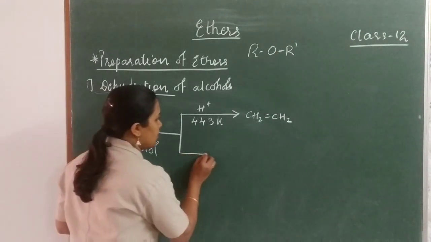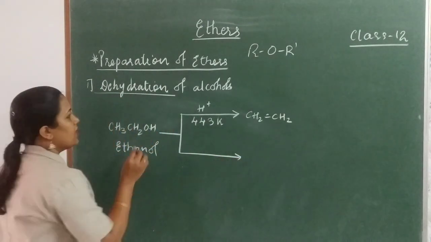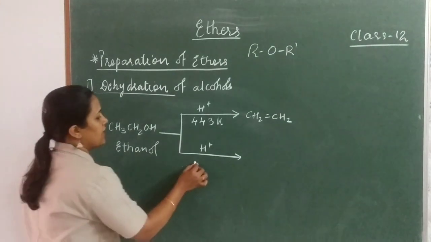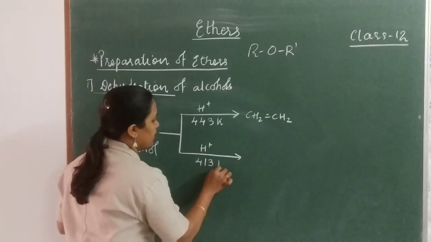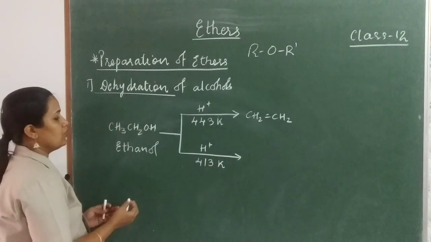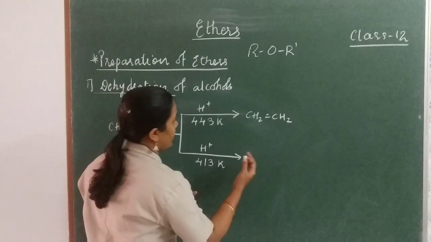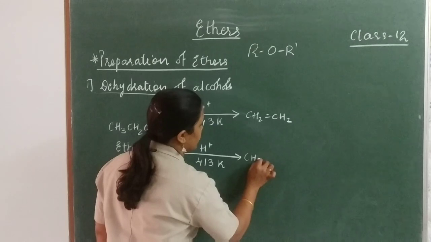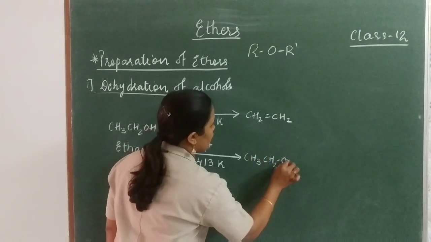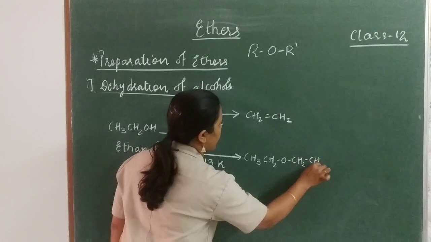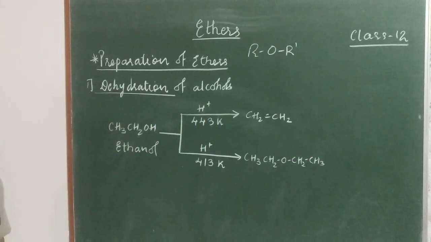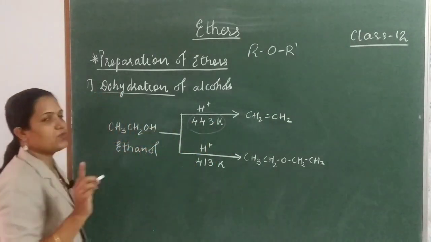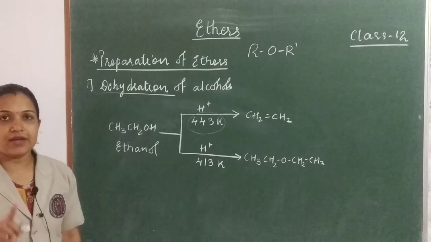Now if we change the temperature of this reaction, with the same H+ ions, and we take 413 Kelvin, then we will come to know that ethanol undergoes dehydration and converts into CH3CH2OCH2CH3. So for understanding this concept we should know that temperature is mainly responsible for getting the desired product.